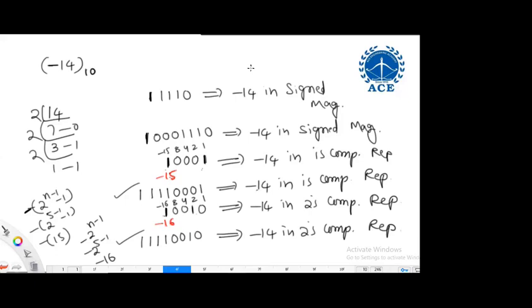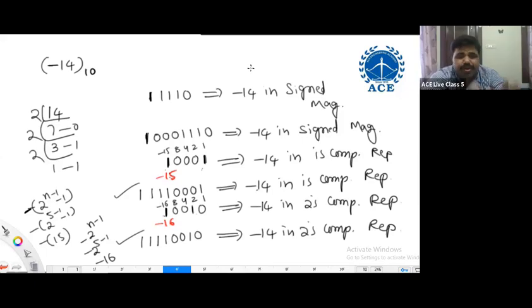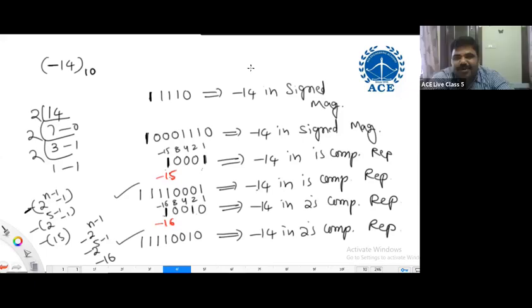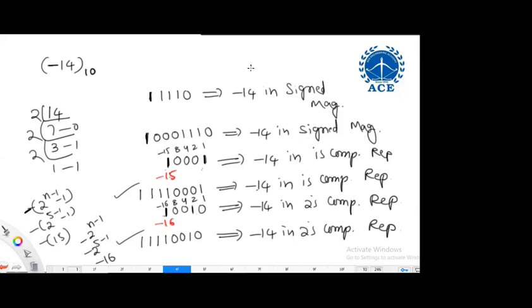After completing the factorization, for 14, we got 1110. That's the binary representation of 14, right, sir? So by placing the sign bit in front.